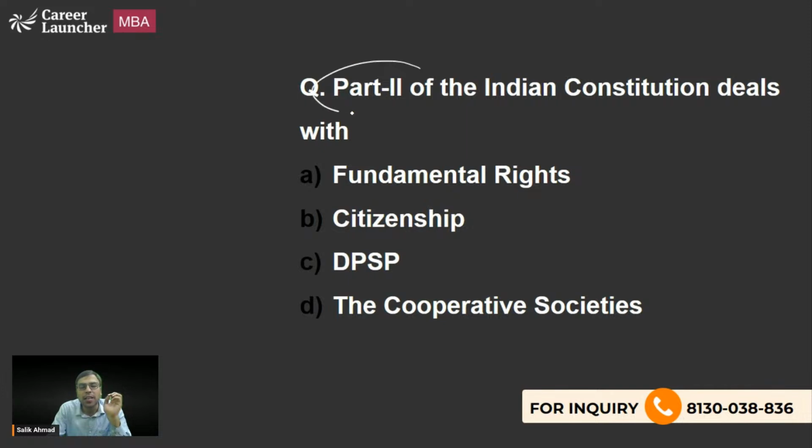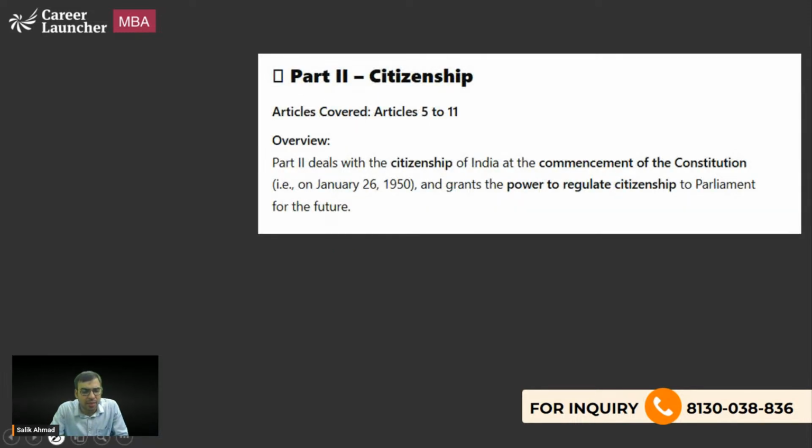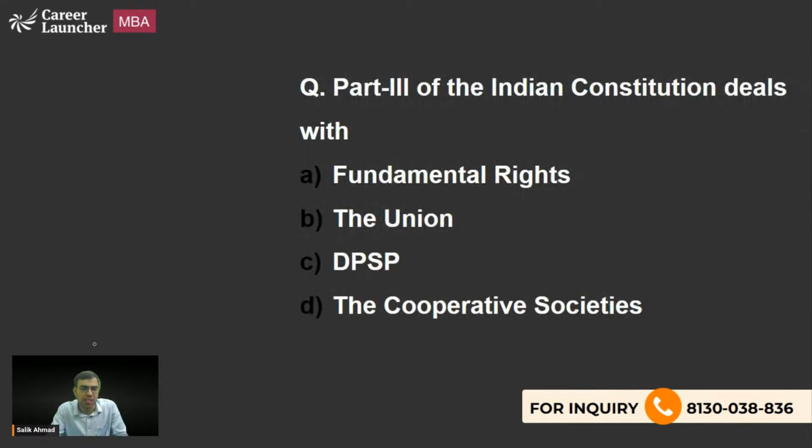The next is, part 2 of the Indian Constitution deals with what? Fundamental rights, citizenship, DPSP, cooperative societies. What is the right answer? So part 2 actually deals with citizenship. So B is the right answer. Just have an idea, these are the laws regarding citizenship and all. Now this one is very important. Part 3 is very, very important.